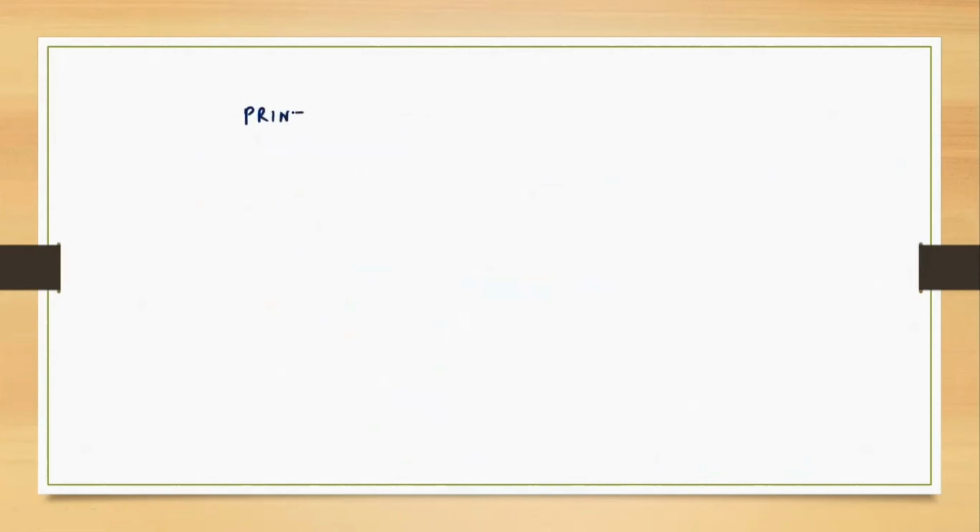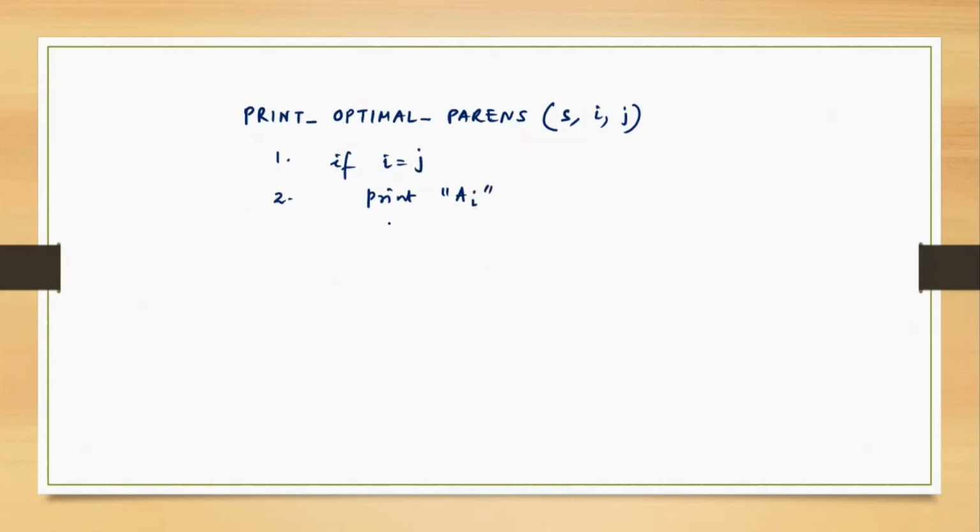Suppose we have to write print optimal parens. The formula that we have used to get the parenthesization, we have to call with s table, i and j. i always starts from 1 initially and j starts from n, where n is the total number of matrices in the chain. So if i equals j, you are getting only one matrix, then you have to print it. Print that matrix A of i. This is the stopping criteria.